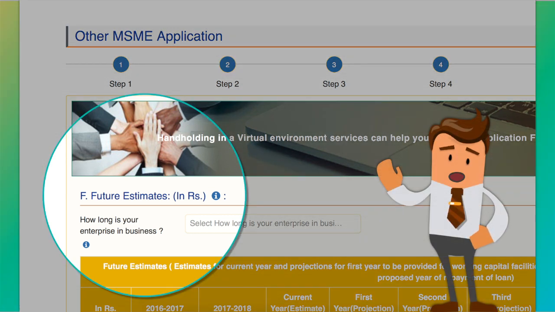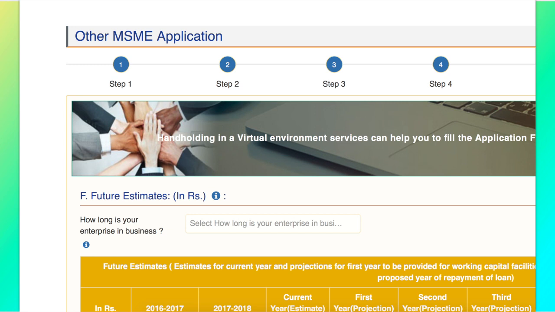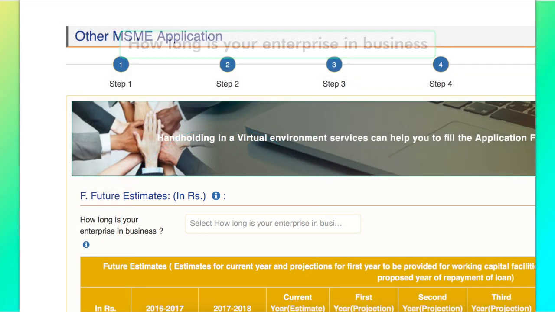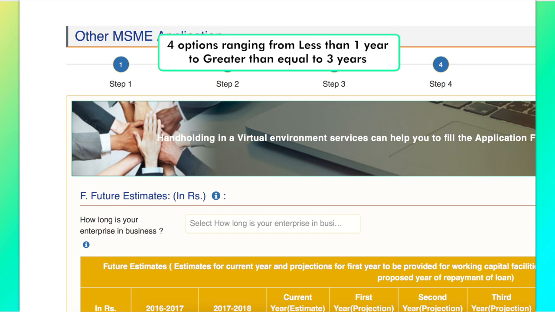Part F of Step 4 deals with future estimates. In this part, applicants are expected to fill in the details considering future business generation in mind. The applicant needs to enter the period for which his business has been running. He or she can choose from a list of 4 options ranging from less than 1 year to greater than equal to 3 years.